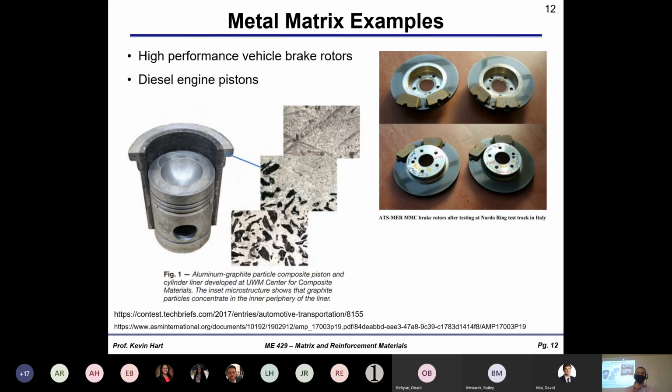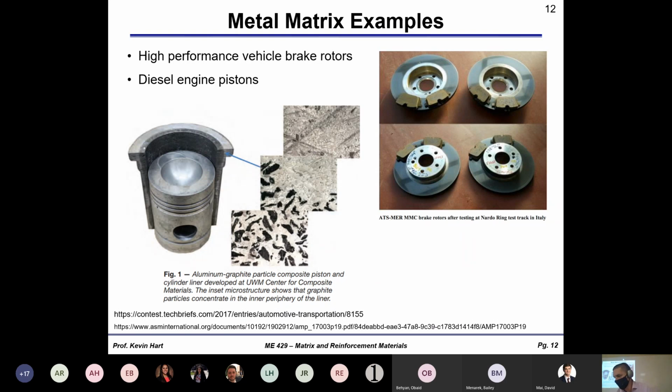Here are some examples, and these examples showcase some of the minor benefits of metal matrix composites, and that is their thermal performance. So here we have two different examples. One is an aluminum graphite particle composite piston and cylinder, and this was developed right up the road at UWM. What you're looking at here, this microstructure, is graphite, a carbon material, embedded inside of a metal matrix. I'm not sure exactly what the metal is. I think it's aluminum, it says here, but I'm not sure of the alloy.